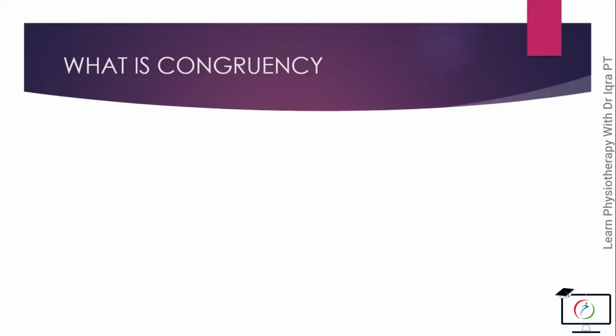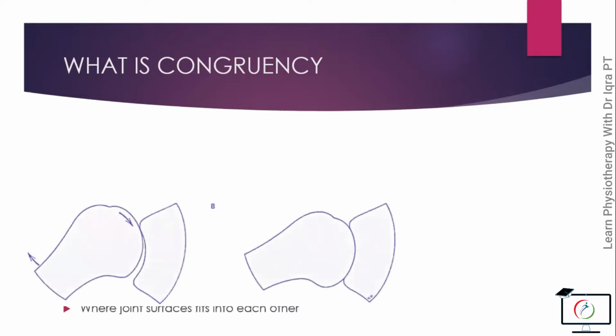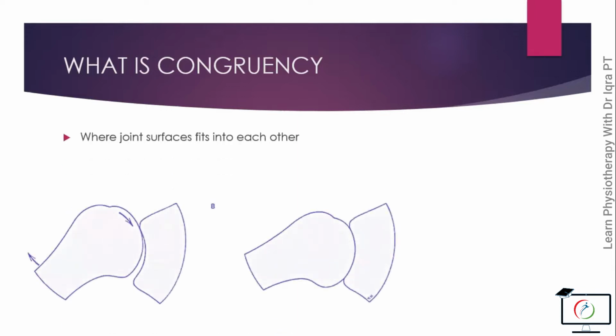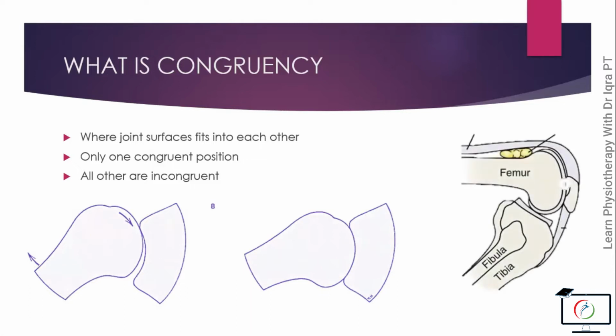During a range of motion, there is a position where joint surfaces fit into each other or match each other. There is only one congruent position and all the other positions are incongruent. For example, if the knee is in extended position, the patella can move in all directions, while in flexed knee, the patella cannot be moved. So, the flexed knee is a congruent position for the patellofemoral joint.